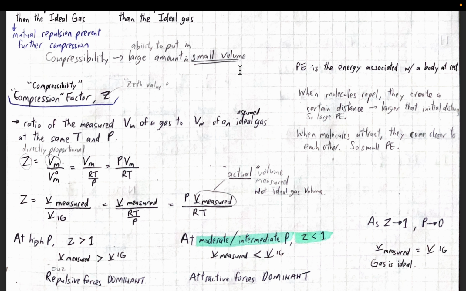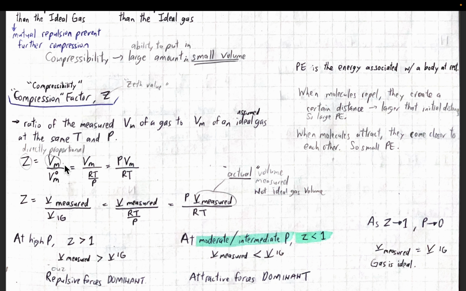Okay, so let's start with compression factor, or capital Z. This is the ratio of the measured molar volume of a gas to the molar volume of an assumed ideal gas at the same temperature and pressure. So, compressibility factor or compression factor and molar volume are directly proportional to each other.